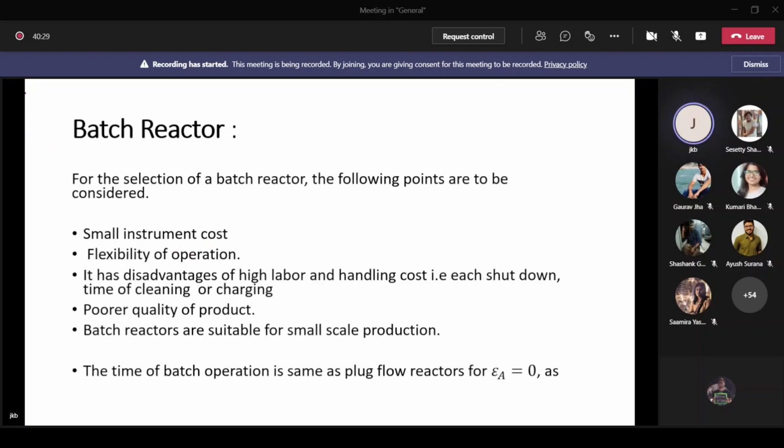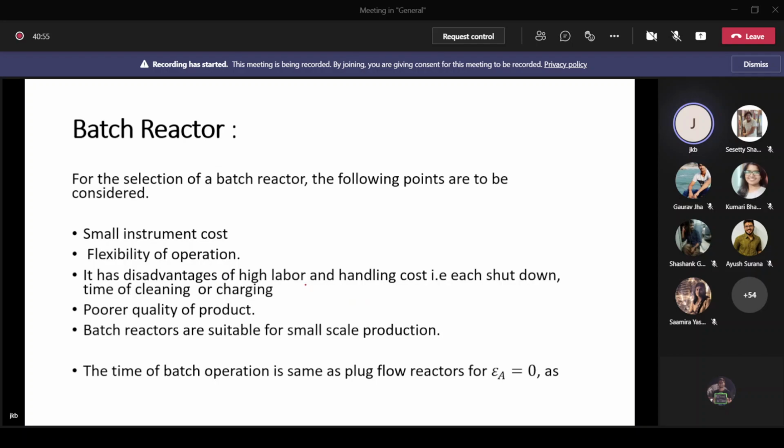Now let us see the parameters for a batch reactor. If we go for the batch reactor, we should consider certain parameters or points. For batch reactor, instrument cost is very small. It has flexibility of operation. It has disadvantages at the same time.